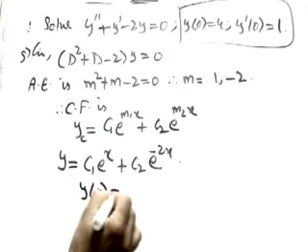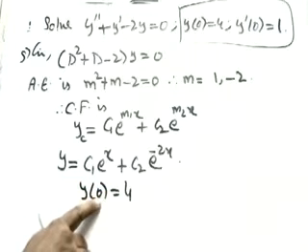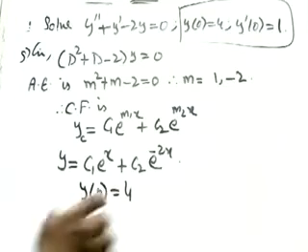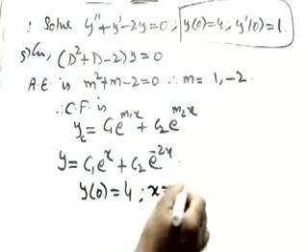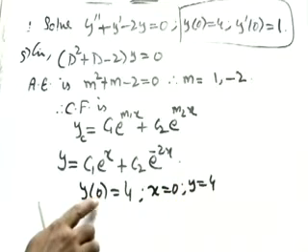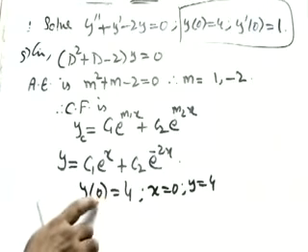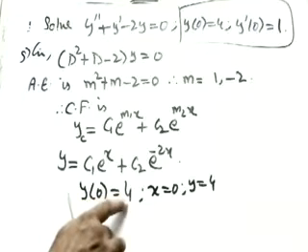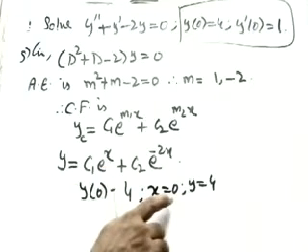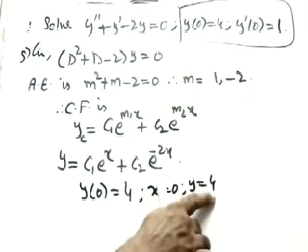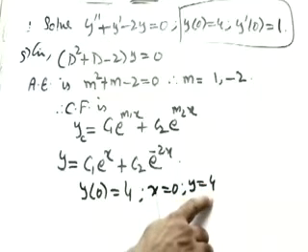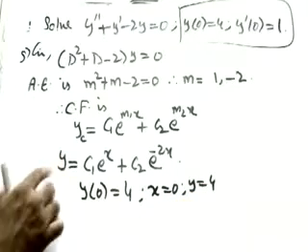This is the first condition, y of 0 equals 4. That means when we keep x value 0, the y value is 4. So in this equation, you keep x value 0, y value 4.